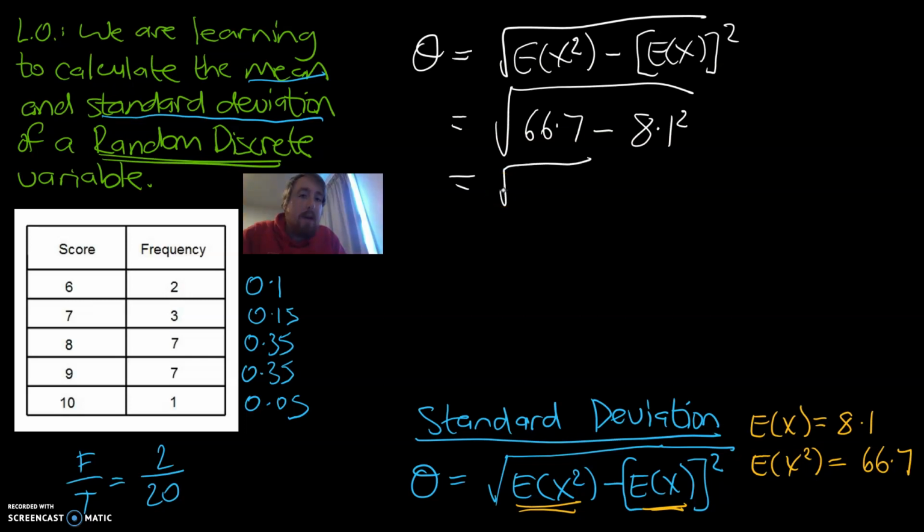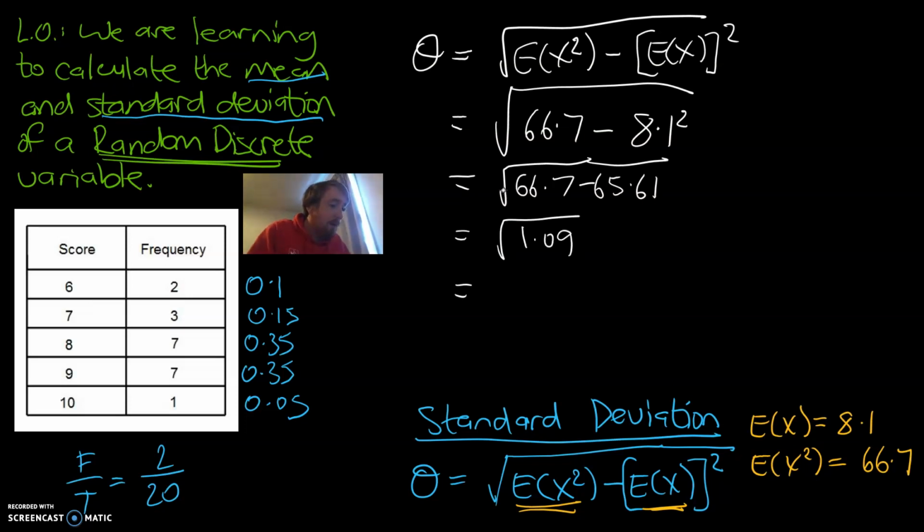We carry on with our working. That's 66.7 minus 65.61. And then when we subtract those, that comes to the square root of 1.09. And we square root that to find our final answer. And that means our standard deviation is 1.0440. And I'm going to stop and round that to 4 decimal points.